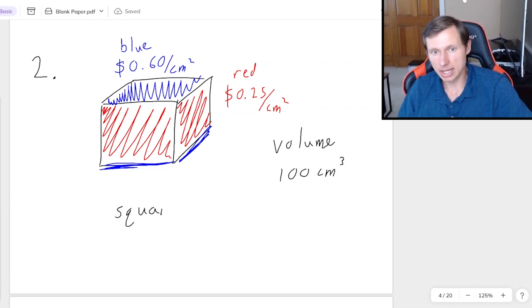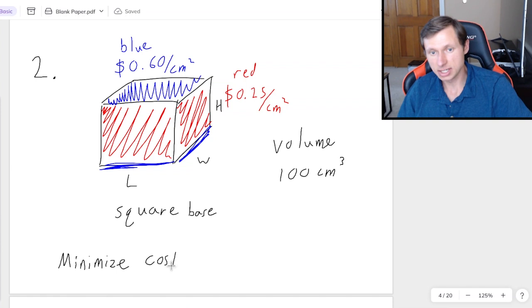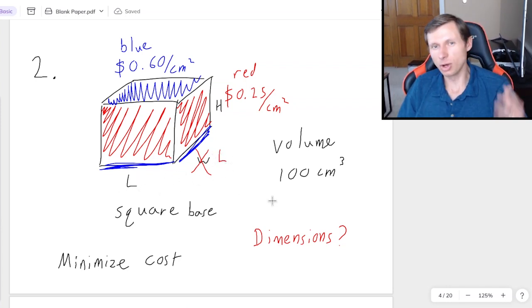Now, this box is going to have a volume of 100 centimeters cubed, and it's going to have a square base. But where we have the liberty to decide, we get to choose the dimensions, length, width, and height, in order to minimize the cost of making this box. So one more time, the question's asking for the dimensions, length, width, and height. And as a quick hint to you, since it's a square base, get rid of W, just call it L. So we have 2 L's here on the bottom. So go ahead, pause the video, see if you can do this one on your own.